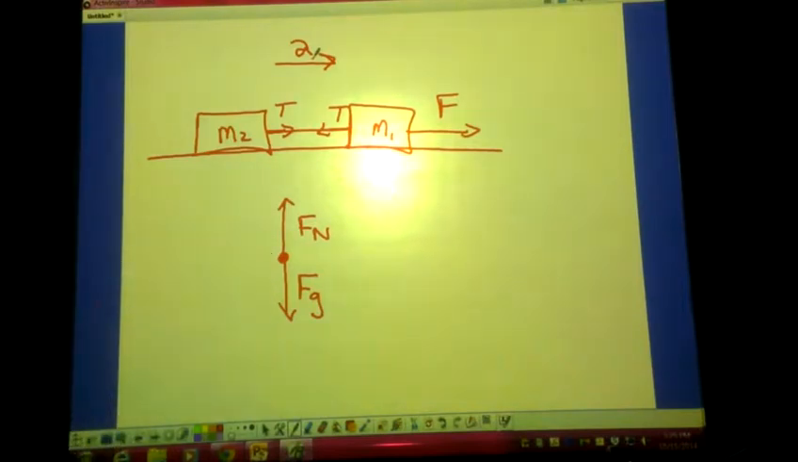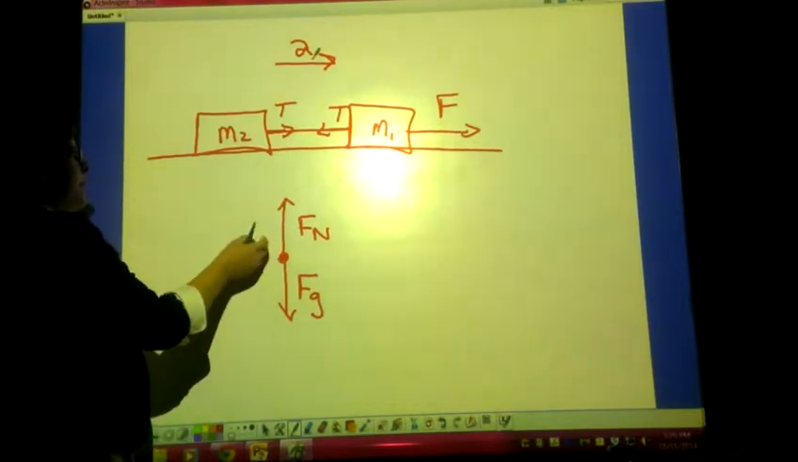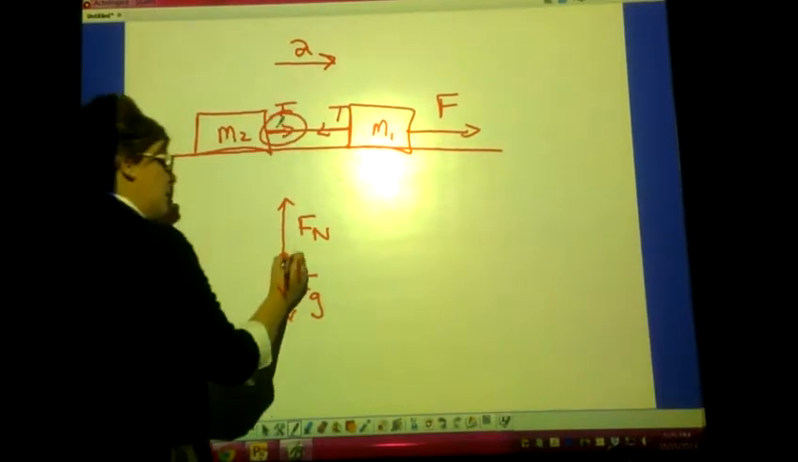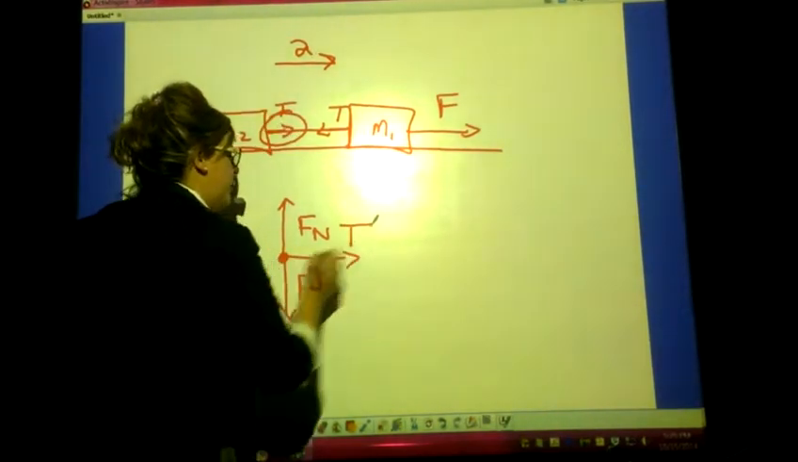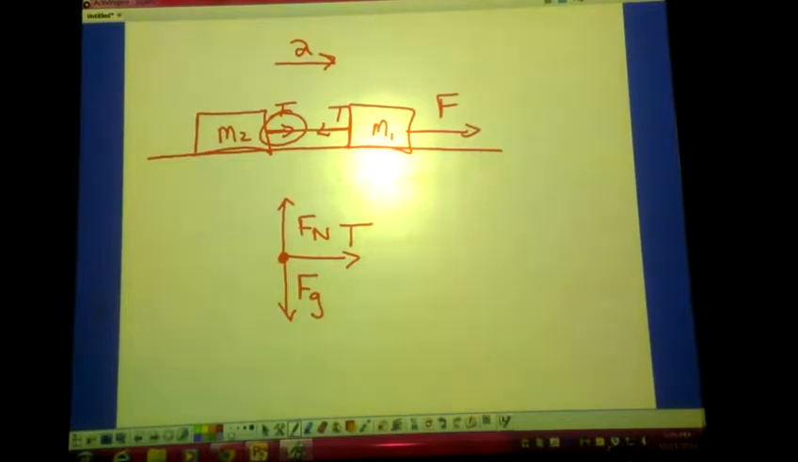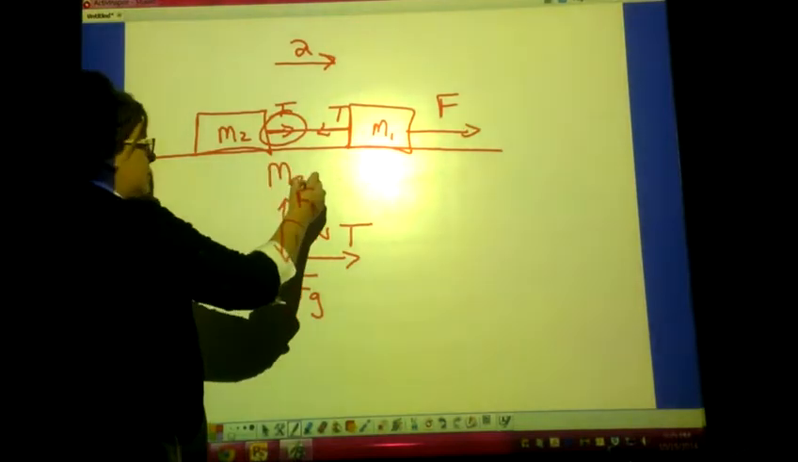Now the only other force that I have acting on it in the horizontal direction is tension. So I'm going to have a tension force, which we can just label as a capital T, moving toward the right, okay? So that would be for mass 2.